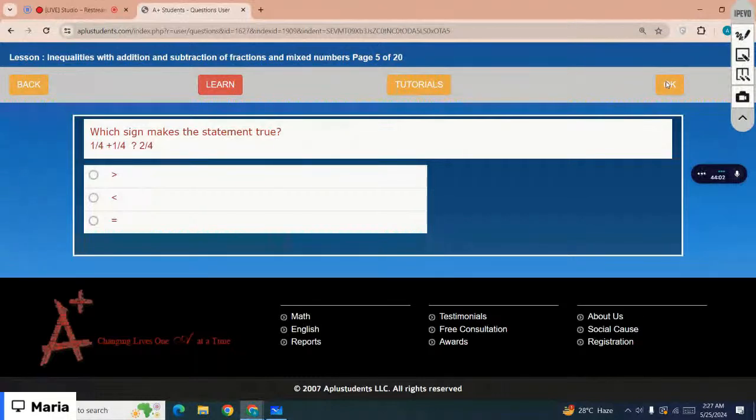Okay, the next one is 1 by 4 plus 1 by 4. You have to compare it to 2 by 4. So which is the correct option? Yes, they both are exactly equal.